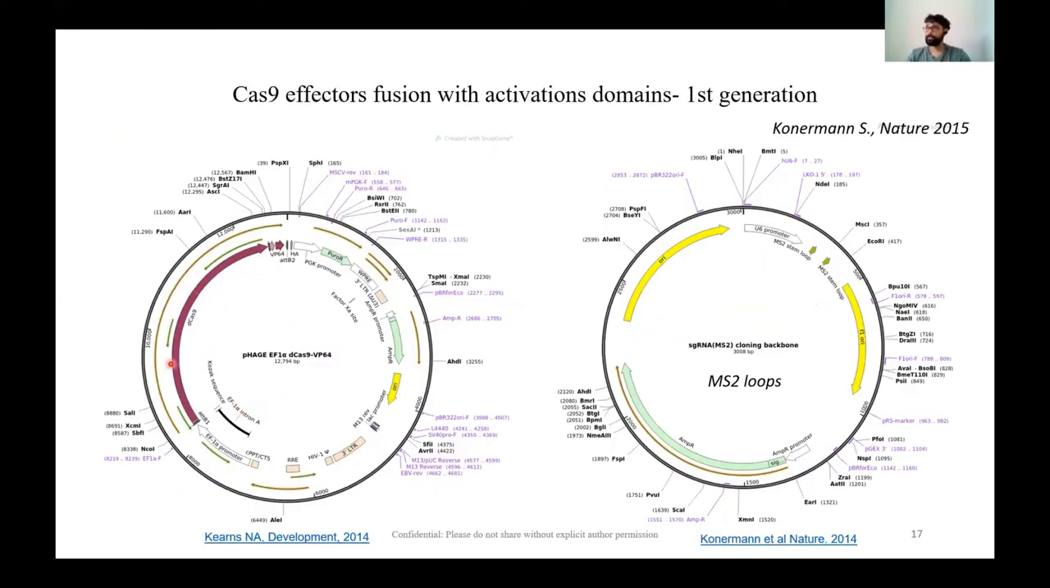What I've tried back in the day was the first version. So these are the Addgene numbers for these, and you'll get these at the end as well. It has basically an EF1 alpha promoter with dCas9, so catalytically inactive, VP64, and the MS2 loop, which you will need for cloning your guide RNA as well.